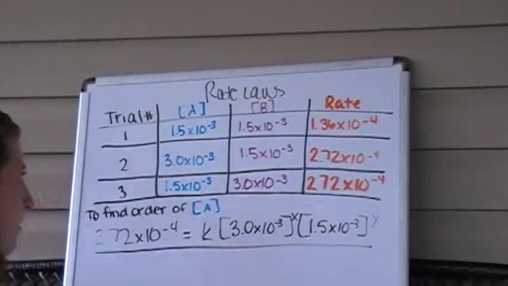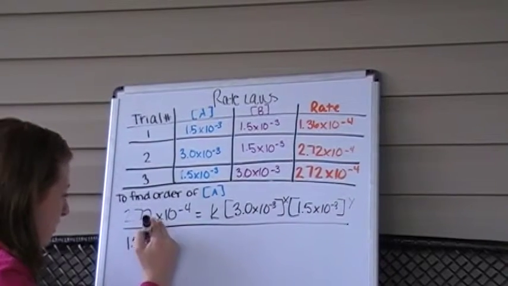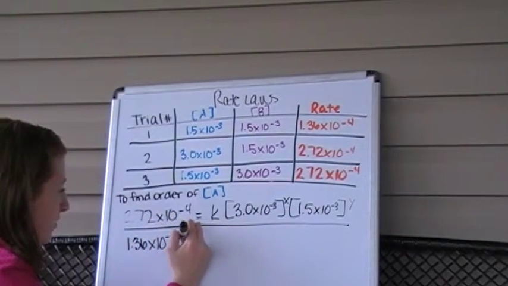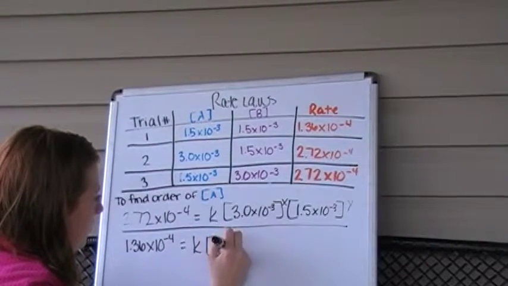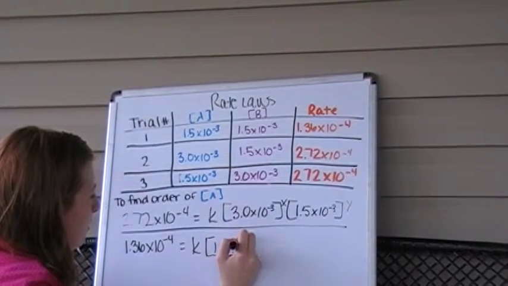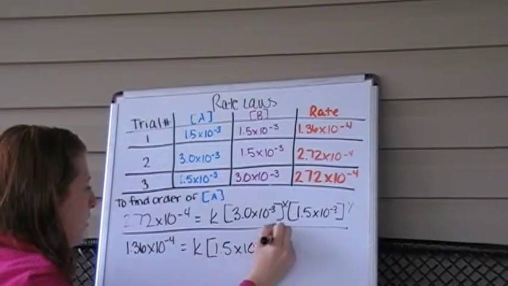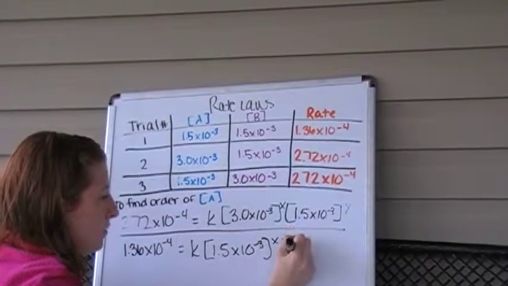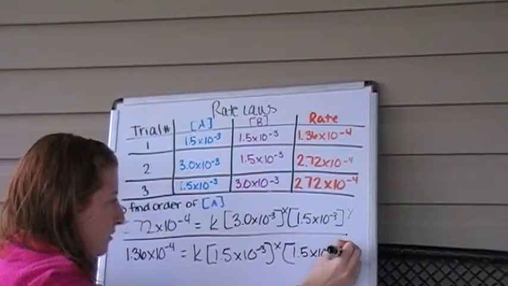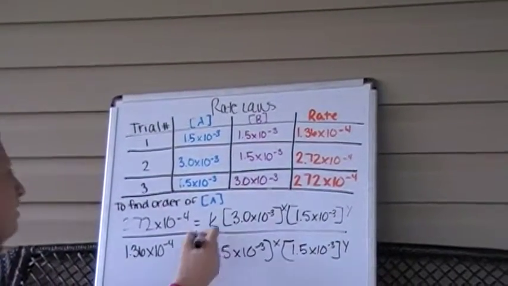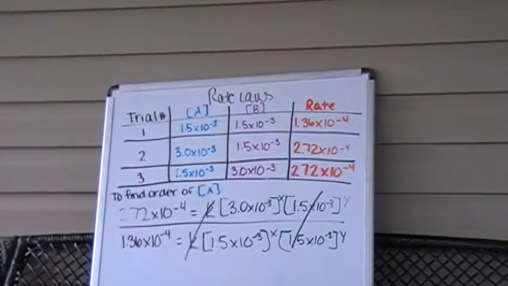And then you would divide that by trial 1, which the rate is 1.36 times 10 to the negative fourth equals your rate law constant, times 1.5 times 10 to the negative third to X, and 1.5 times 10 to the negative third to the Y. So for this, your K's cancel out because they're exactly the same, and so do your concentrations of B.